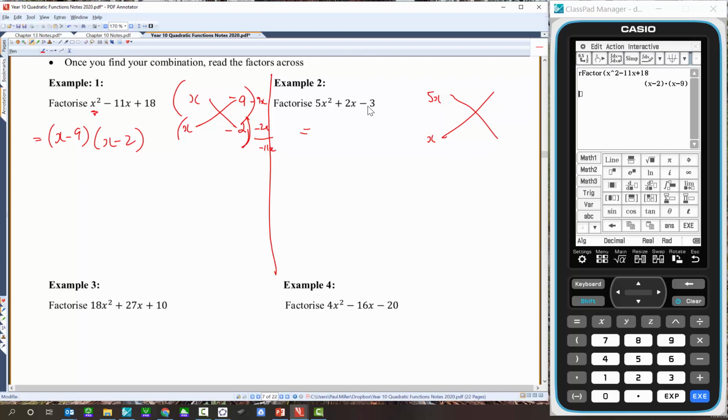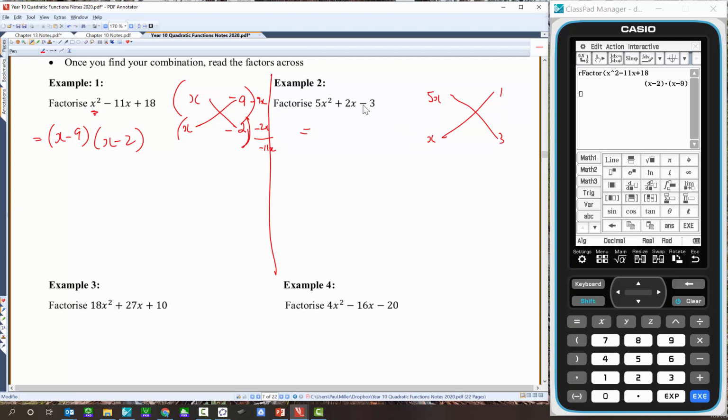All right, now over here we need to make negative 3, and that's going to mean that one of them has got to be 1 and one of them's got to be 3, okay? I know what the answer is here because I've done enough of these problems, but I'm going to put a 1 here and a 3 here. So this is the trial and error approach.